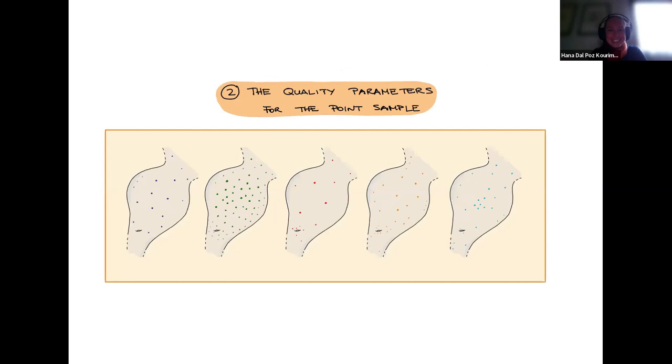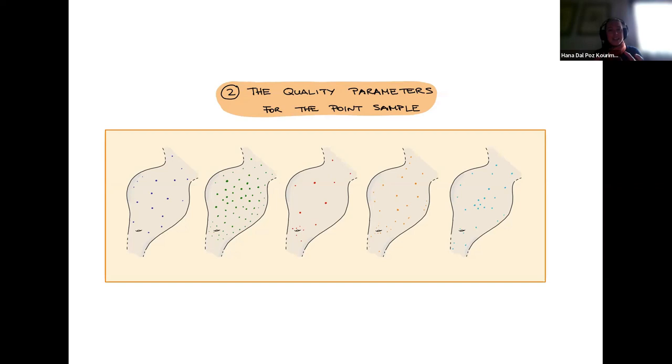All right, so the second part of the talk. What is a good point sample? Maybe first of all, let's think intuitively about what a good point sample should be. Well, first of all, we want the points to cover the manifold well enough so that we can drag enough information out of it. However, we probably don't want too many points. If you think about applications in computer science or other parts of science where you want to run algorithms, the number of points is directly proportional to the complexity of the algorithm. So we want as few points as possible, but at the same time enough. So that's the intuition.